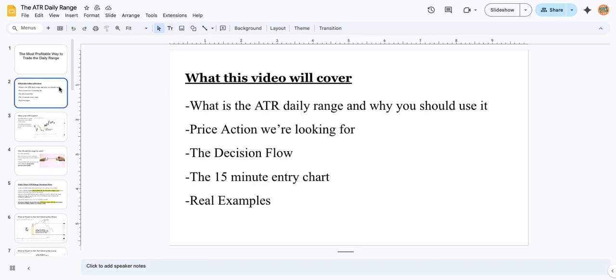What this video is going to cover is what the average true range, or daily range, is and why you should use it. I'll show you that in a moment. The price action we're going to be looking for once we identify that, the decision flow we're going to use to take a trade, the 15-minute entry chart, and real chart examples.